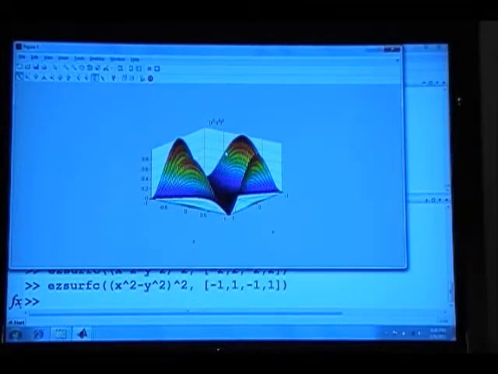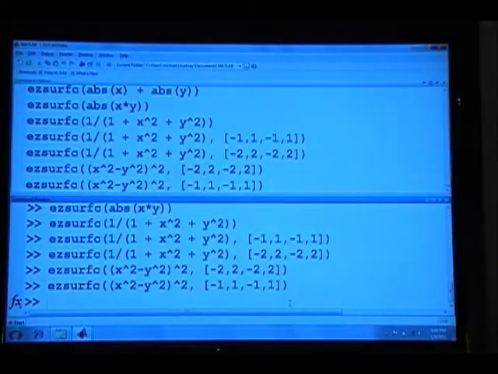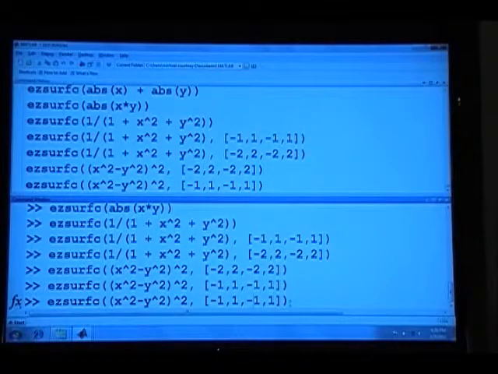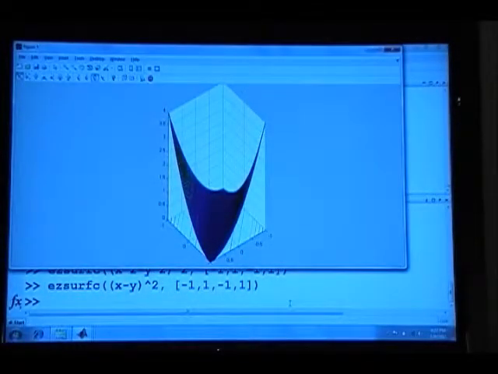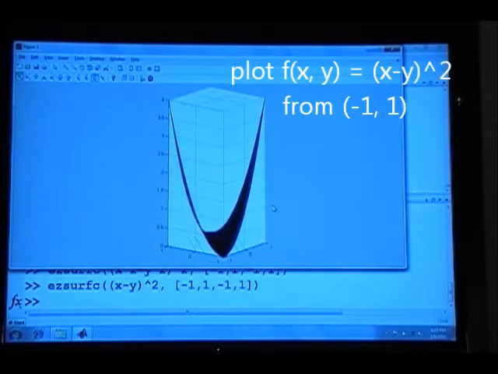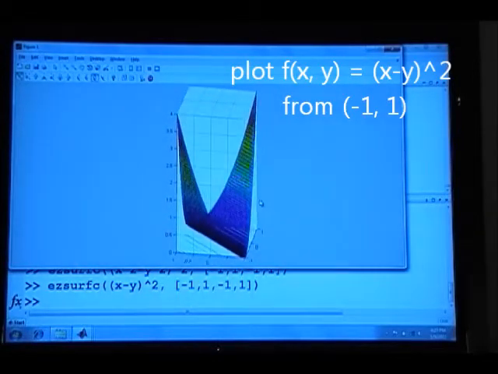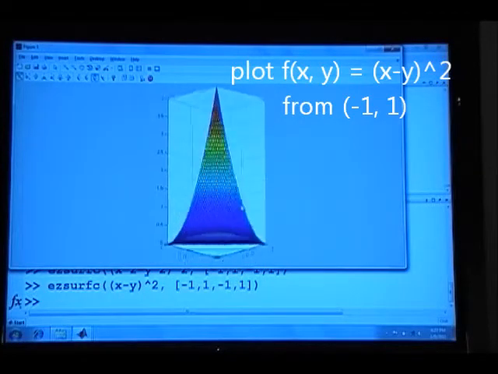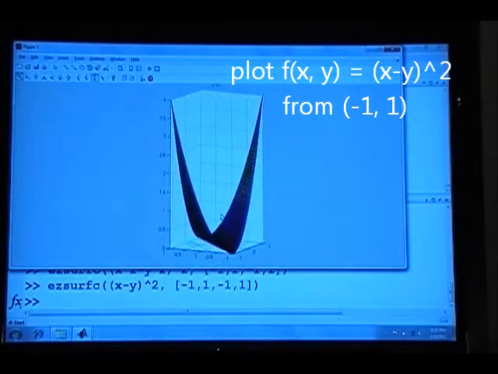Alright, now let's have a look at letter E in problem 30. Let's get the easy surf C command back up here, but let's edit the surface function. And now we want x minus y, quantity squared, and see which one that one might look like there. And that one is looking a lot like Roman numeral 2. So we conclude that that one's Roman numeral 2.